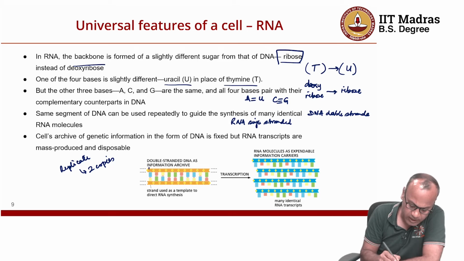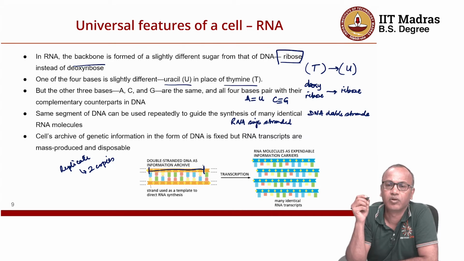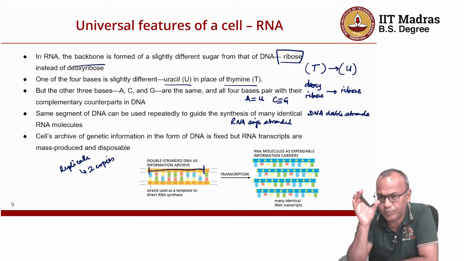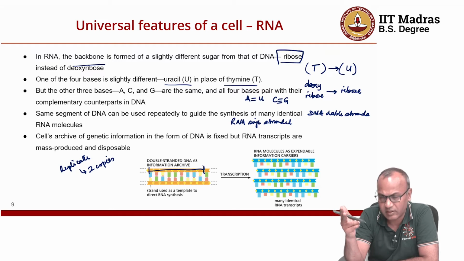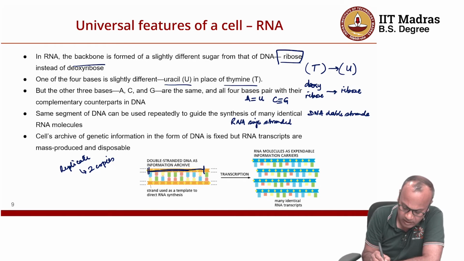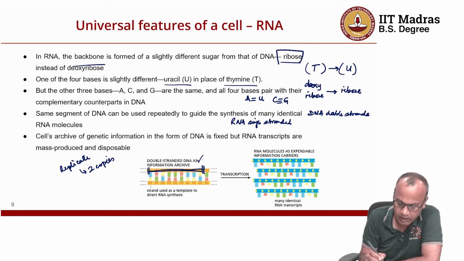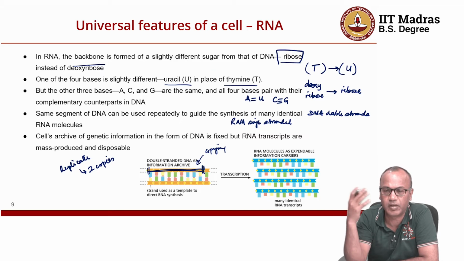But if the information has to be rapidly copied, if a cell needs to produce a particular protein very quickly, replication will not be the method to go, because a cell always has only 2 copies of DNA. It doesn't have more than 2 copies. And therefore, transcription becomes the way to go, because RNA can be produced in multiple copies from the same strand. So if this is the DNA strand that I need to copy, I can keep on copying this portion of the DNA multiple times to make multiple copies.